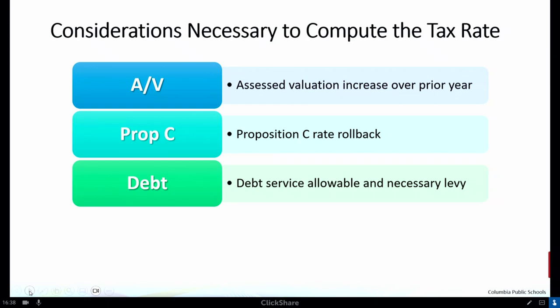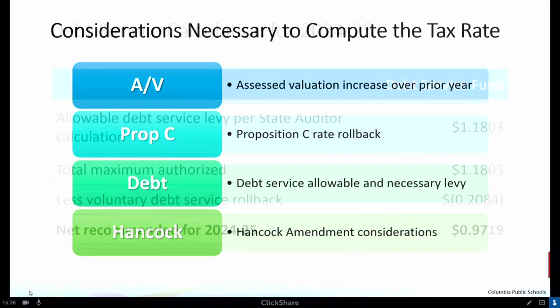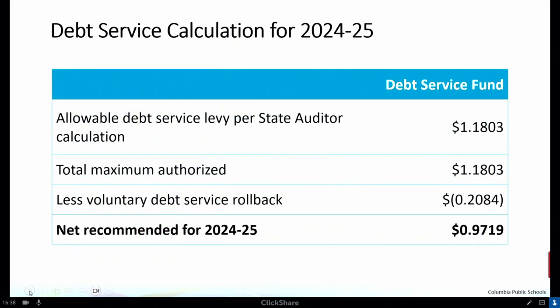So we've had a really healthy fund balance in our debt service fund because we've been able to refund some bonds. So the amount we voluntarily roll back some of what is allowable per statute, and what we actually need for our debt service levy, and then any Hancock Amendment considerations. So first we'll talk about the debt service levy since it is separate.